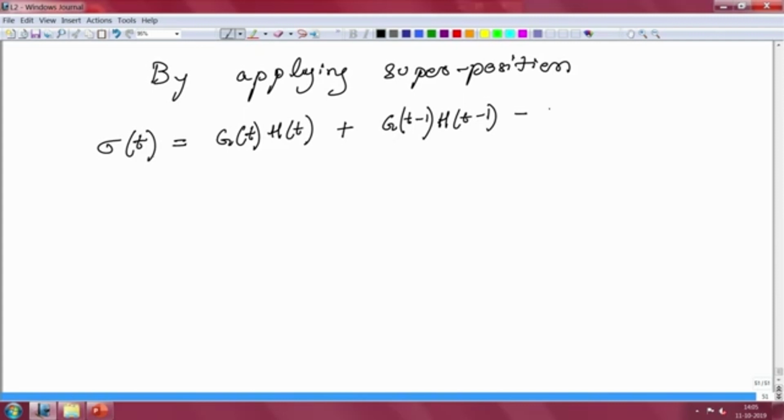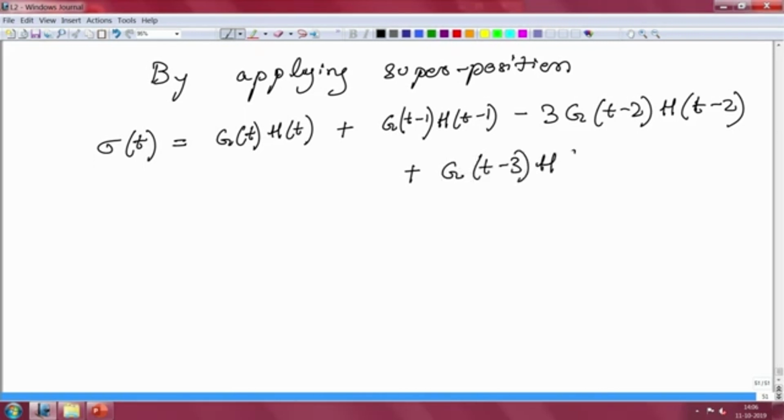So, similarly, you have 3 G(t minus 2) h(t minus 2) plus, let us just be consistent, we are first writing G's, so this is G(t minus 3) and this is h(t minus 3). So, actually this is the answer. This is the answer that you are after. This is what had been asked of you.